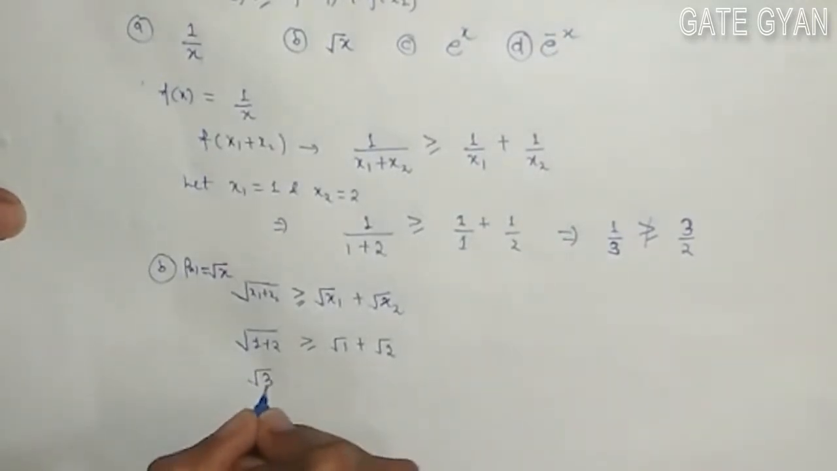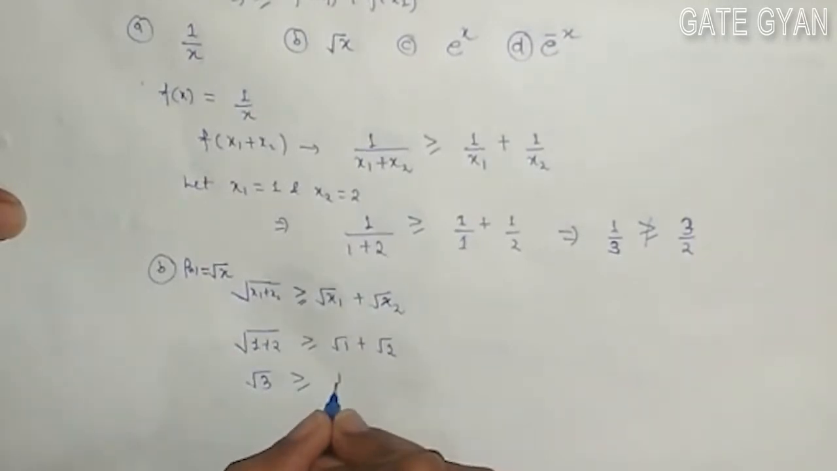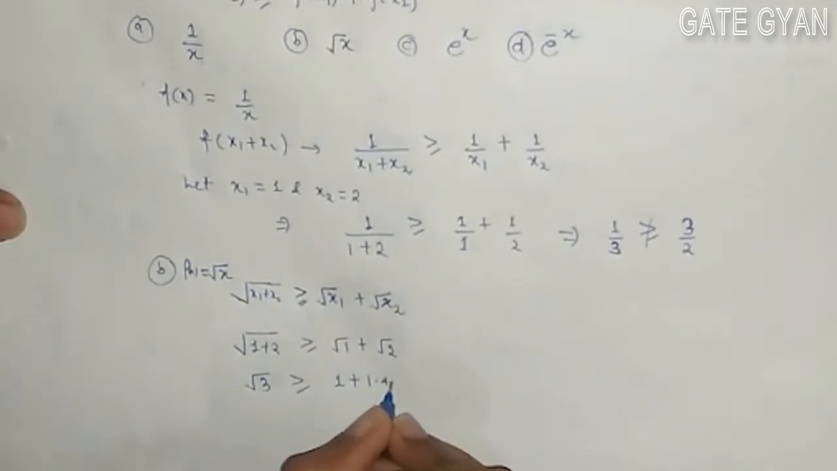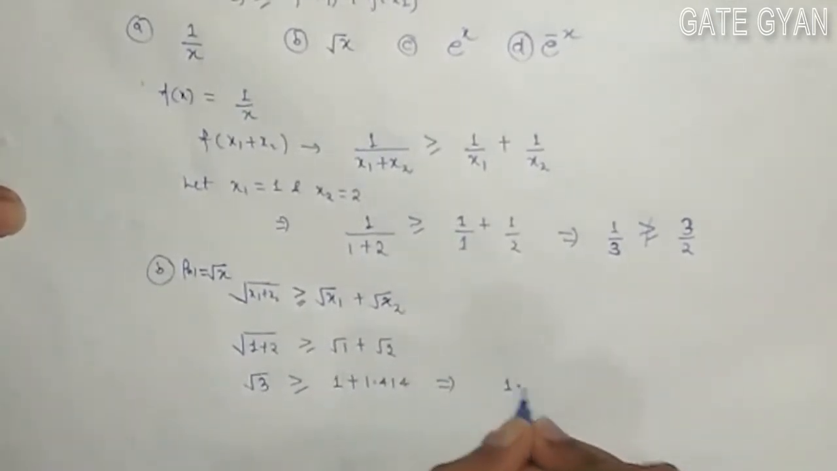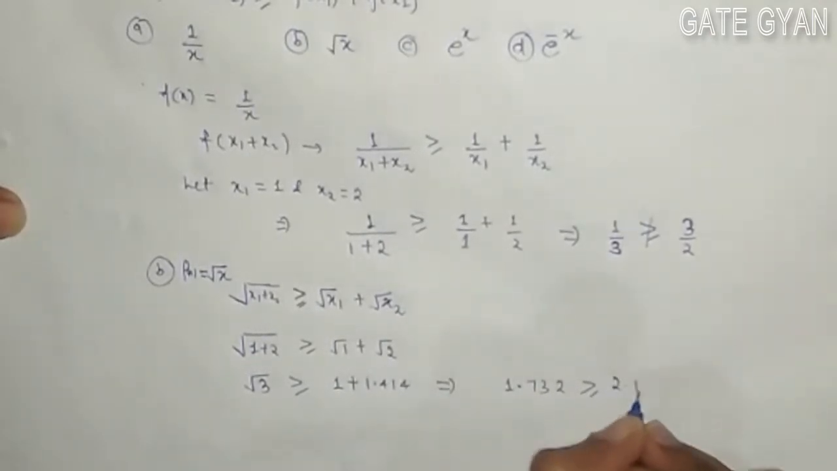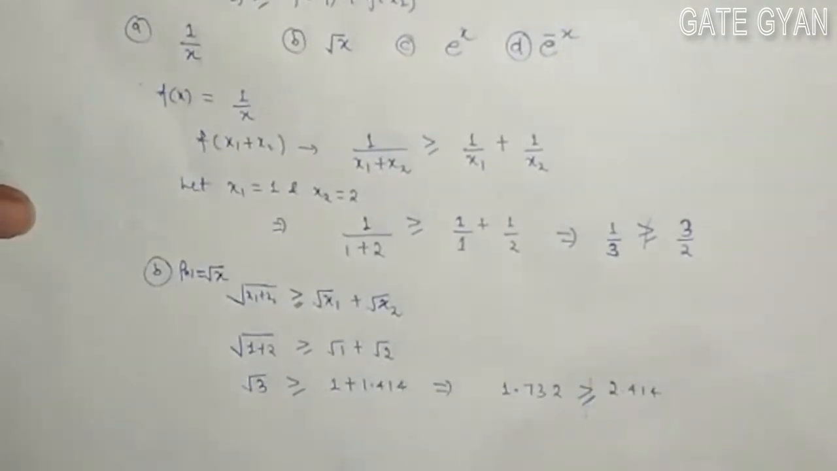Here it implies root 3 greater than or equal to root 1, which is 1, plus root 2, which is 1.414. Root 3 is 1.732. This must be greater than 2.414, which is again not satisfying. So this one also is not going to be our option.